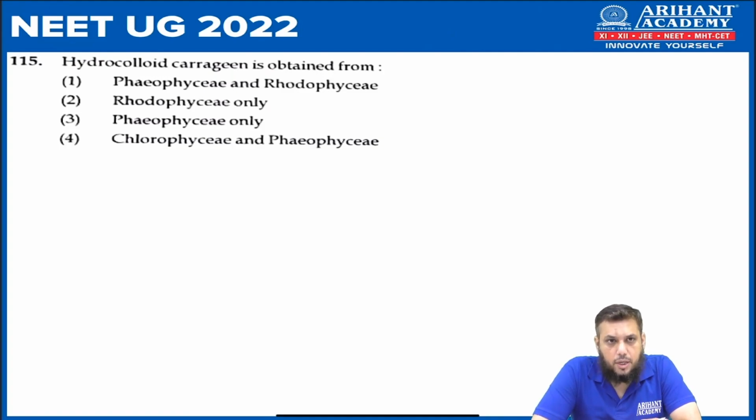Hydrocolloid carrageenan is obtained from, now its exact NCERT line, from kingdom Plantae, and the answer is going to be Rhodophyceae.